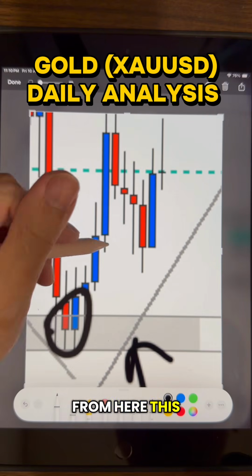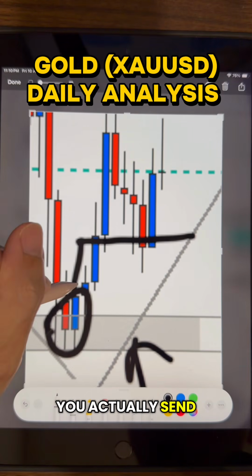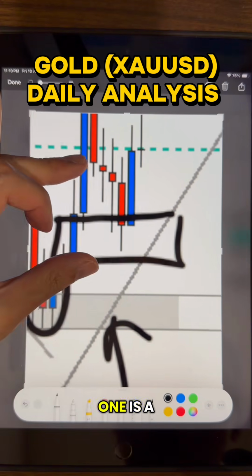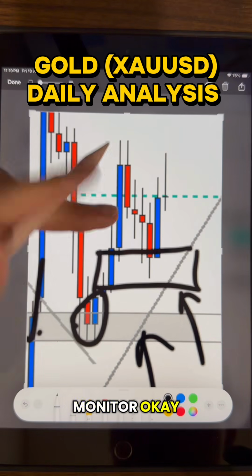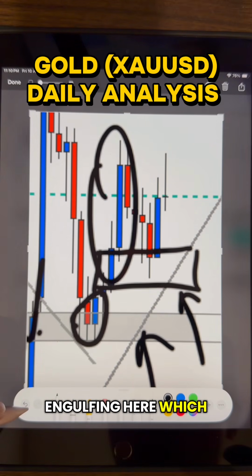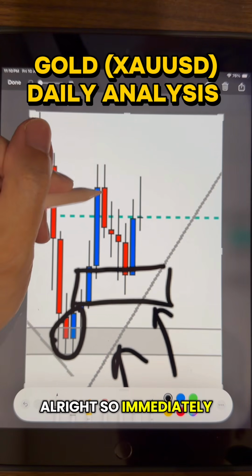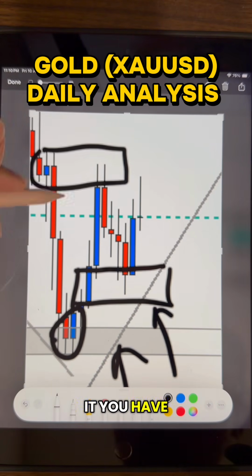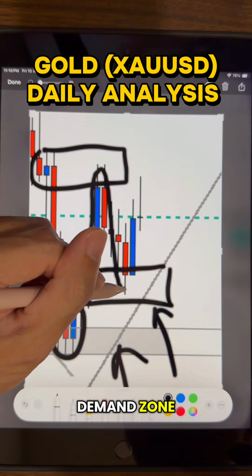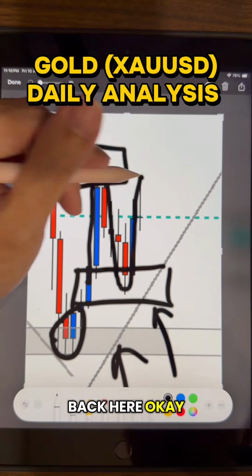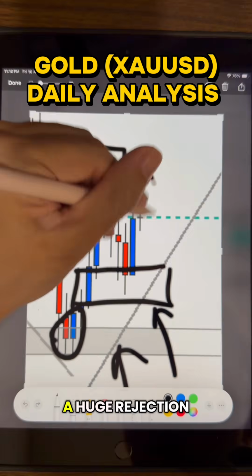Okay, from here, this one is a zone that Danny actually sent in the Telegram group as well, that this one is a demand zone that we should actually monitor. Because of this bullish engulfing here, which is the new demand zone. So immediately from over here it collected the supply zone, and then came back down here to collect the demand zone, and now is actually going up back here. Okay, once it came back here, there was a huge rejection here.